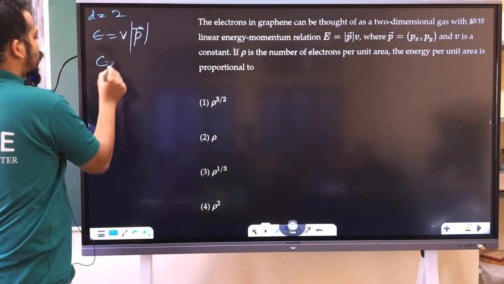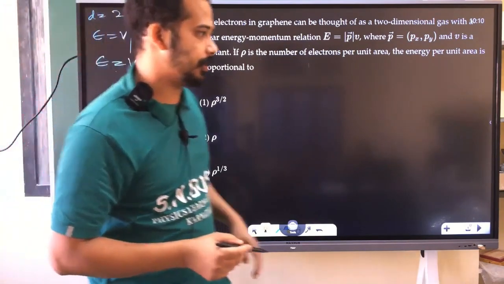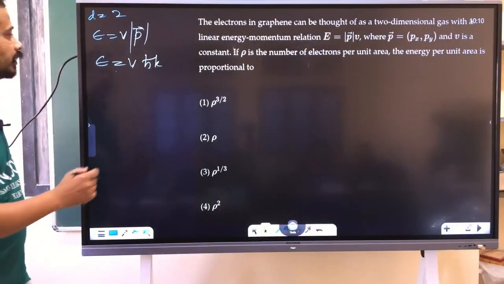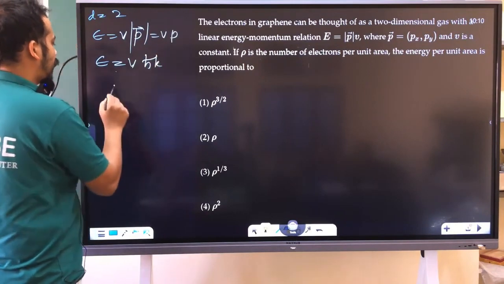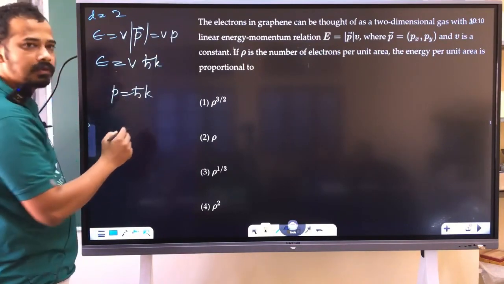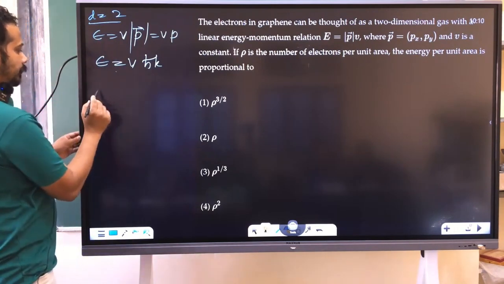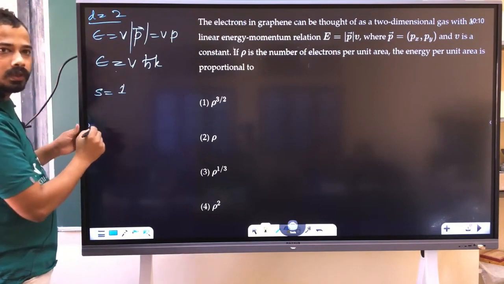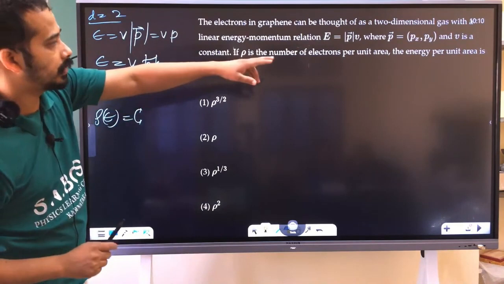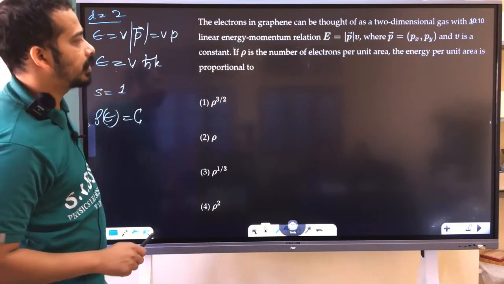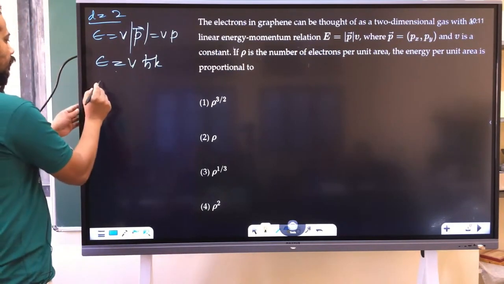Then E is equal to V into h bar into the modulus of k, the magnitude value. H bar into k, I mean k to the power 1, isn't it? So I'll write it as just V into P. The magnitude of P is equal to h bar into the magnitude of k. So that's why D is equal to 2, then S is equal to 1. Rho of E is equal to some constant. What he's asking is, if rho is the number of electrons per unit area, what he has given is S equal to 1.